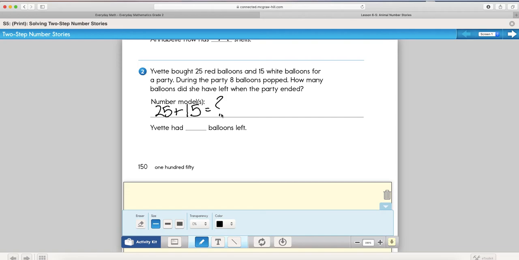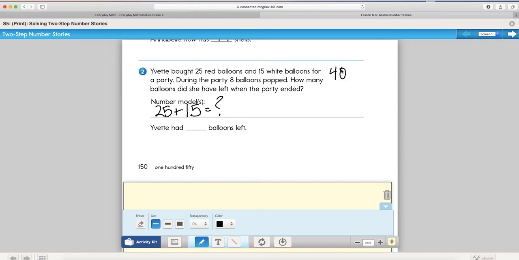Use your strategy to figure out your mystery number. Also make sure you have your number model, your math problem with the question mark in it, because that's what we're looking for. So how many balloons does Yvette have at the beginning of the party? Valerie, how many does she have at the beginning of the party? 40. She has 40 balloons.